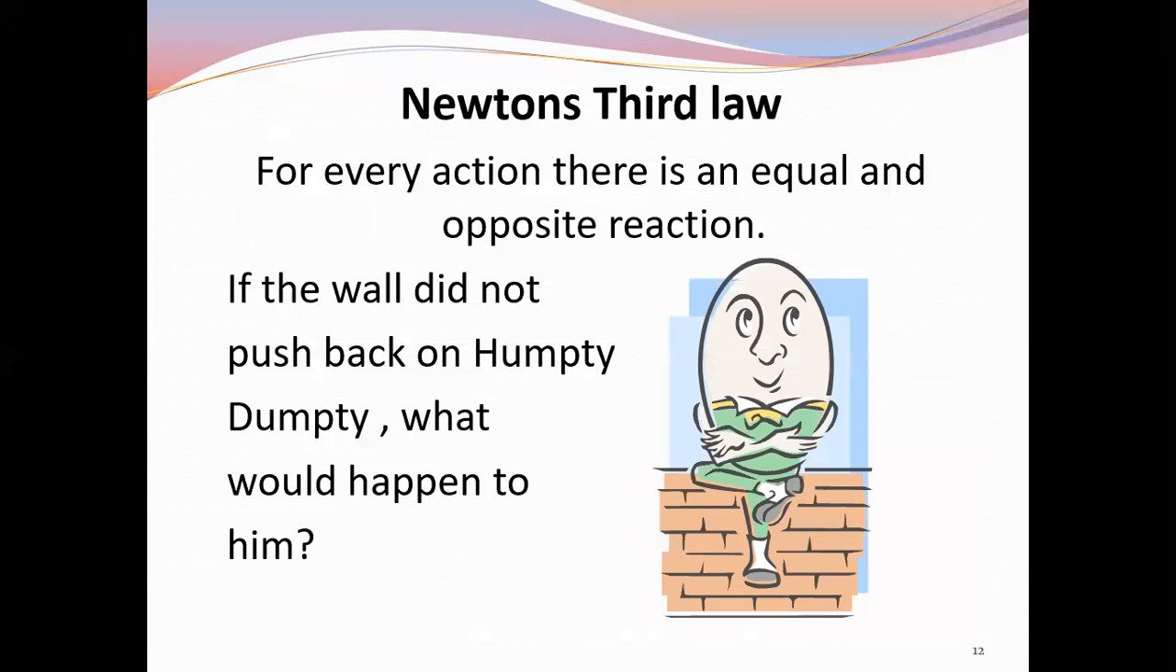Finally, Newton's third law: for every action there is an equal and opposite reaction. I would say this is probably the easiest of the three to remember. If the wall did not push back on Humpty Dumpty, what would happen? He would fall, exactly. The force that the wall is pushing on Humpty Dumpty is exactly the same as the force that Humpty Dumpty is putting on the wall itself. So for every action, there is an equal and opposite reaction.